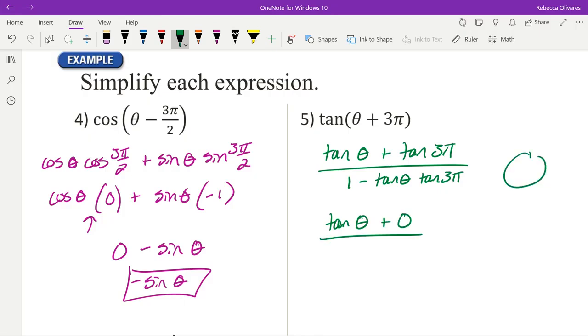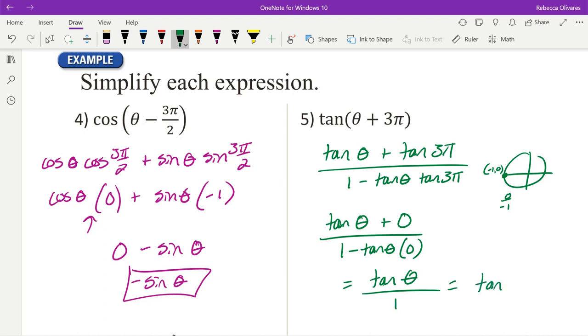Because remember, 3 pi is going to be the same place as pi, and the coordinates there are negative 1, comma 0, and tangent is sine over cosine, so that would be 0 divided by negative 1, so that's just 0. And then 1 minus tangent of theta, and of course tangent 3 pi again, that's going to be 0. So in the numerator, we have tangent of theta, and in the denominator, I have 1 minus 0, which is 1, so the whole thing is just equal to tangent of theta.